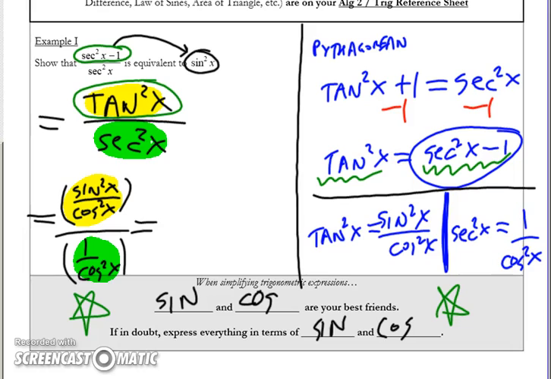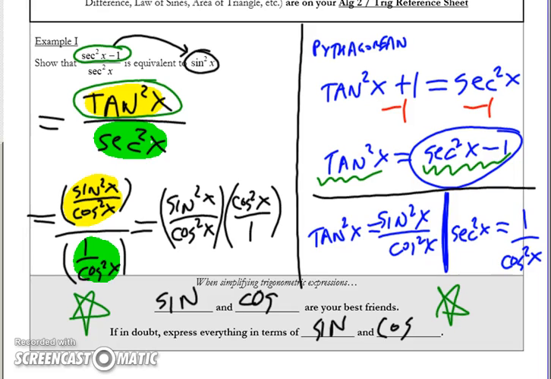Continuing on. Remember, dividing by a fraction is the same thing as multiplying by the reciprocal of what you are dividing by. The reciprocal of 1 over cosine squared of x would be cosine squared of x over 1. At this point, you should notice something very convenient happens. The cosine squared of x is canceled, which leaves us with sine squared of x over 1, which of course is sine squared of x.